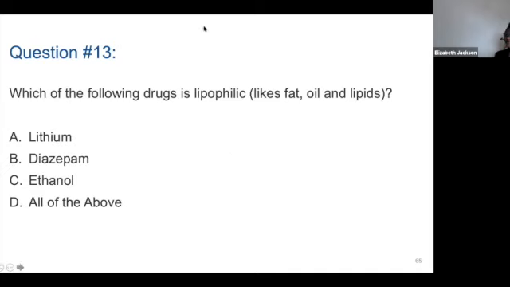Okay, just go ahead. I'll take it away for question number 13. We're going to be testing your medicinal chemistry memory. Which of the following drugs is lipophilic, meaning that it likes fat, oil, and lipids? So we have lithium, diazepam, ethanol, or all of the above?